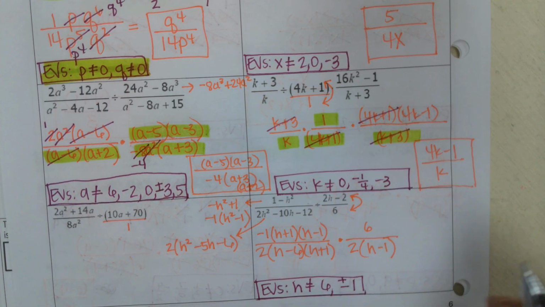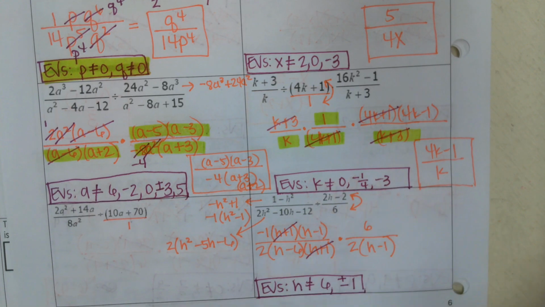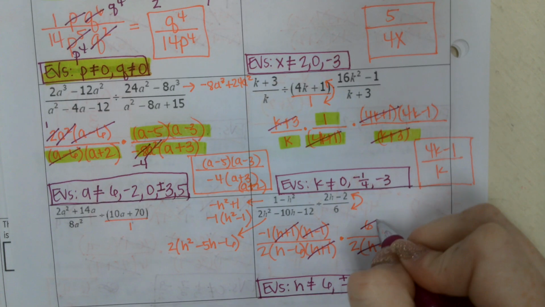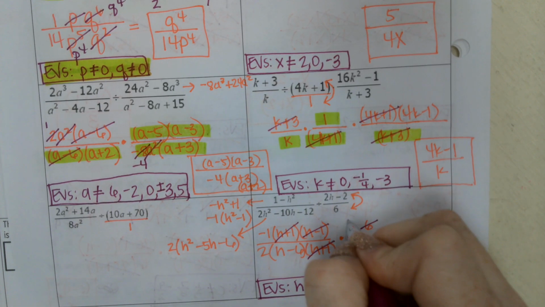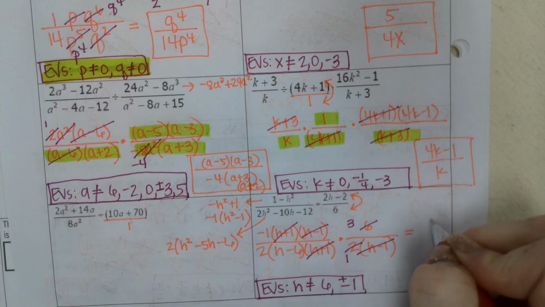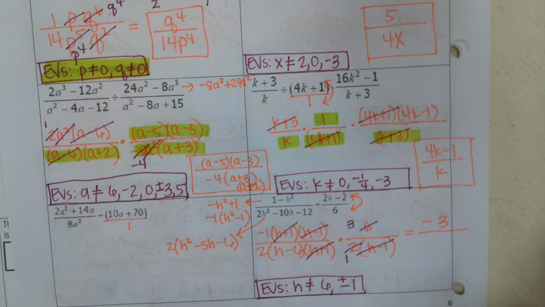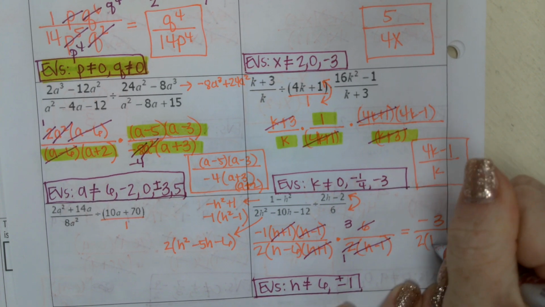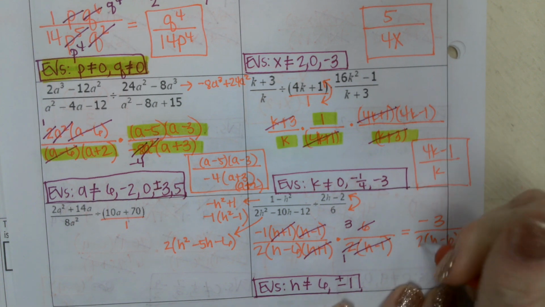Okay? So I've got h plus 1s that cancel. I have h minus 1s that cancel. And right here I'm going to work with this 6 and 2. That gives me a 3 over 1. When I multiply straight across, I get a negative 3 in the numerator. And then I get 2 times h minus 6.